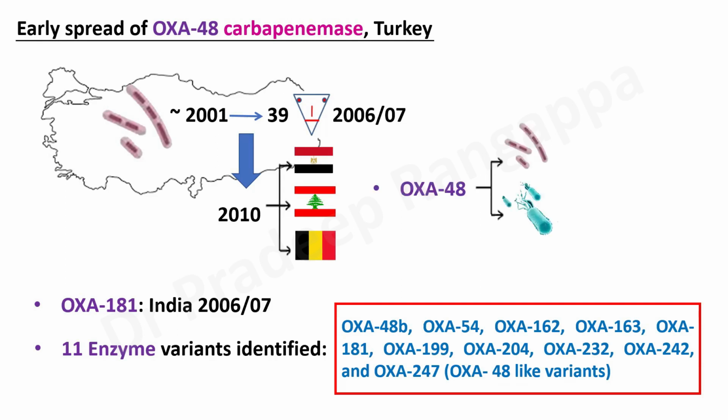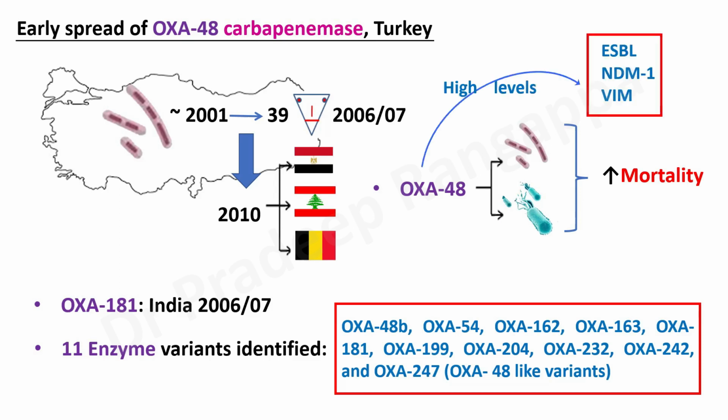And OXA48 is found to be very commonly produced by Klebsiella and E. coli. Anyone who has these resistance genes coding for this enzyme production, these patients have been found to have high mortality because of various reasons, because of the limited choice of antibiotics. And whenever these bugs produce these enzymes, it is not only OXA48; along with this, they produce other enzymes also.